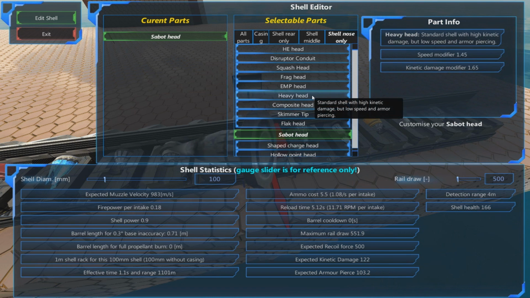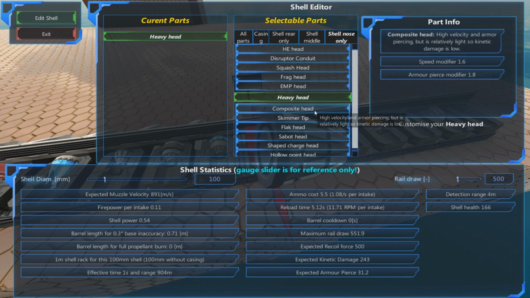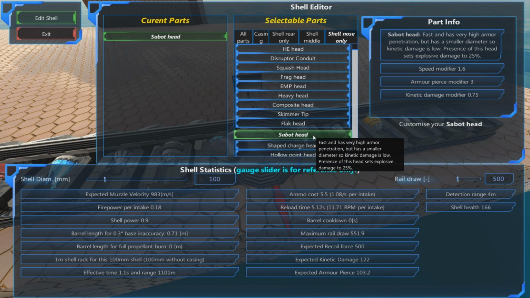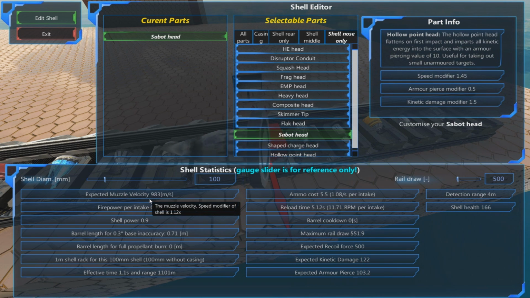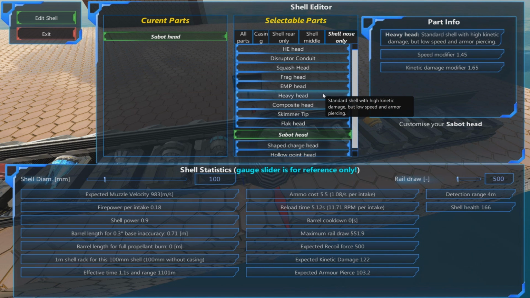So, most kinetic damage is the heavy head, and lowest AP. Composite head is the in-between one, so less kinetic damage than the heavy head, less armor penetration than the sabot head, but more KD than the sabot head, and more AP than the heavy head. And the sabot head is the fastest of the lot by a long, long way, with the most armor penetration and least kinetic damage. So these three are the ones you kind of rub your chin and think about when you want a kinetic shell.